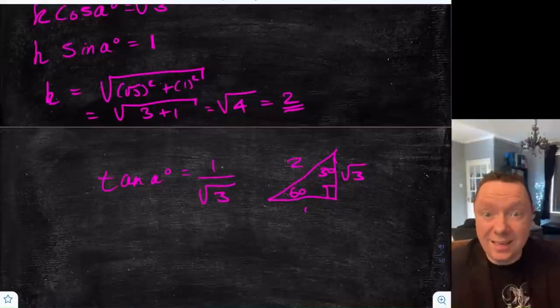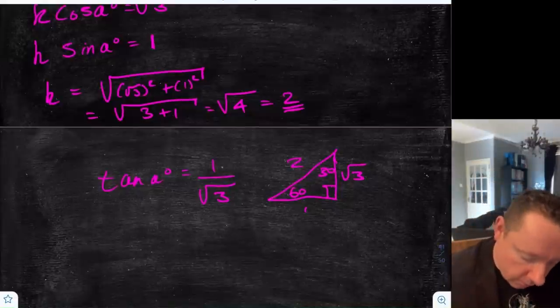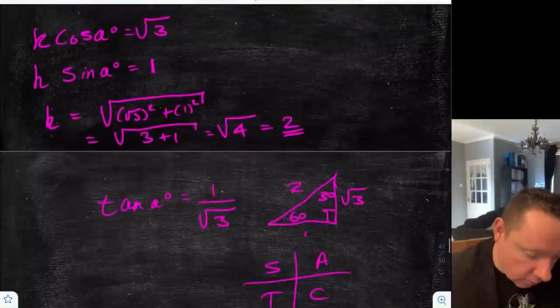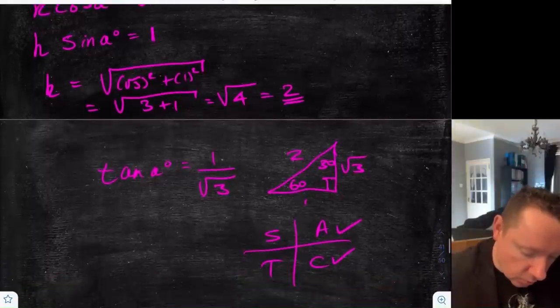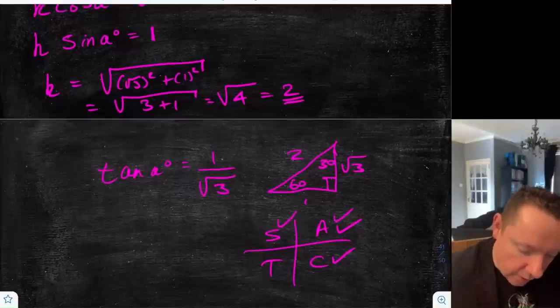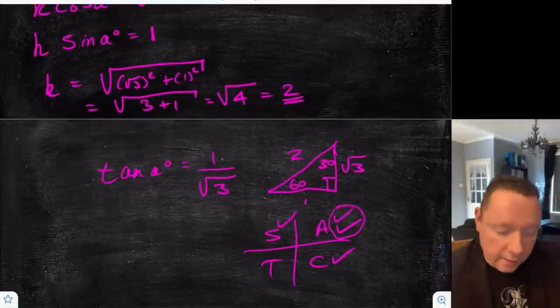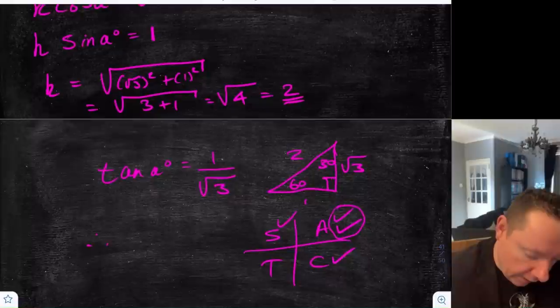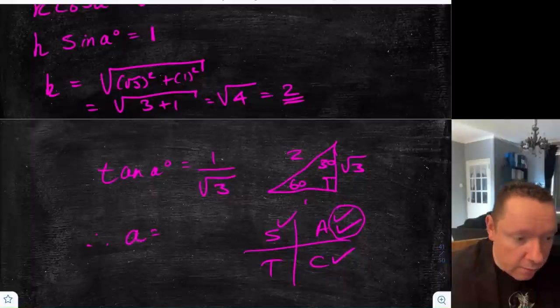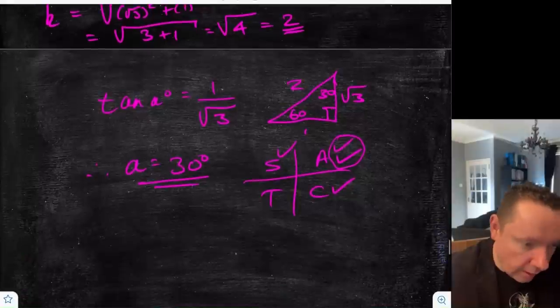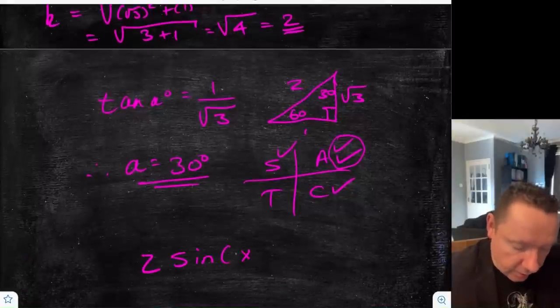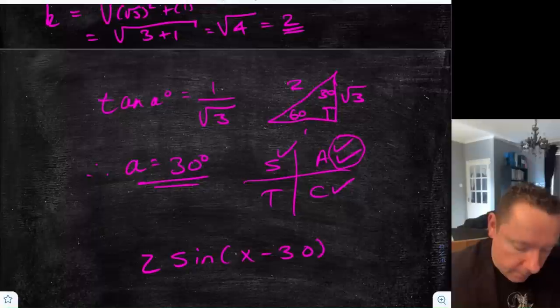We need to use a CAST diagram just to confirm. So if we look at our CAST diagram, we need to check our original functions. Cos was positive, so that would be these two. And sine was positive, that would be these two. So yes, we're in the first quadrant, because we've got two ticks in A. So that means I can just say, therefore, a equals 30 degrees. And then our final answer is 2 sine (x minus 30) degrees. And we're done there.